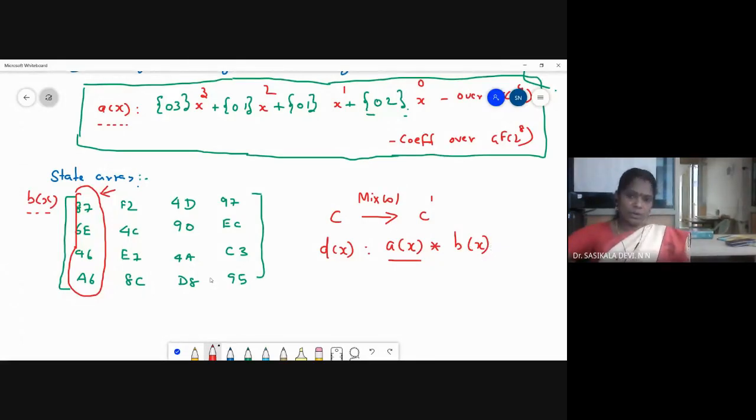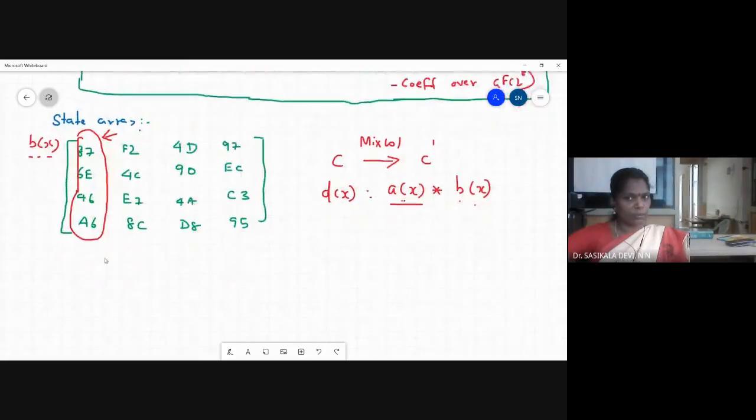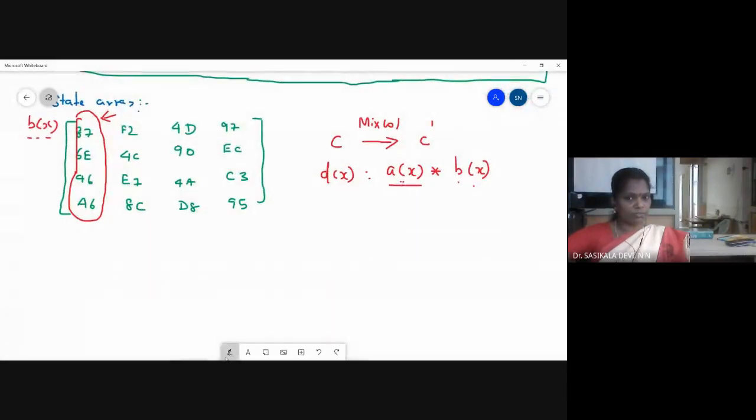Can you remember the final derivation of this D of x formula? I think in lesson number 10, we derived the final shortcut for this matrix multiplication, this polynomial ring multiplication in terms of matrix multiplication. Can any one of you remember the formula? Can you remember the matrix multiplication operation?